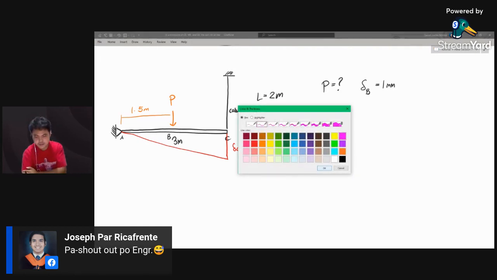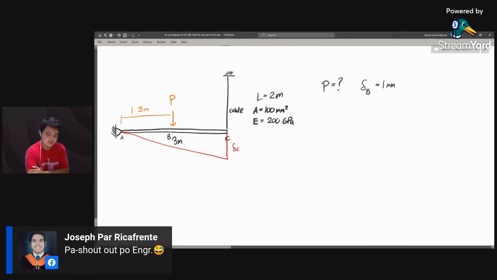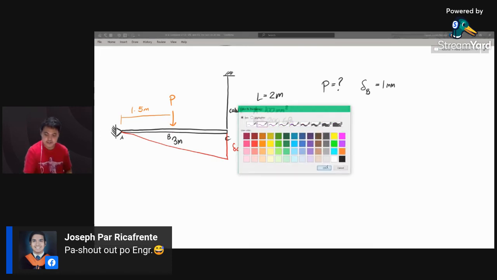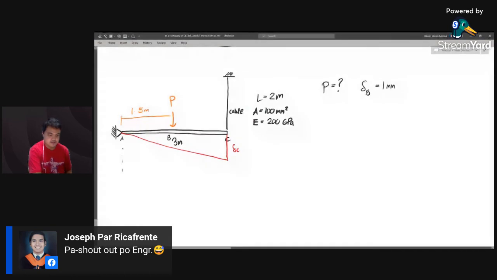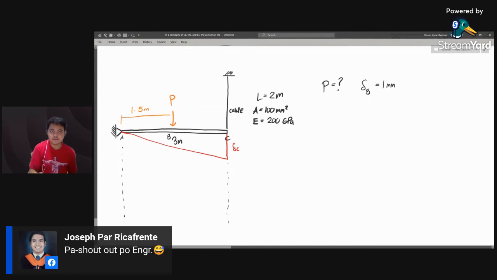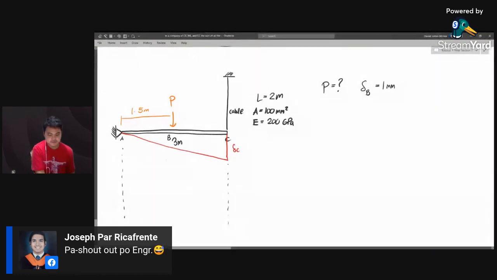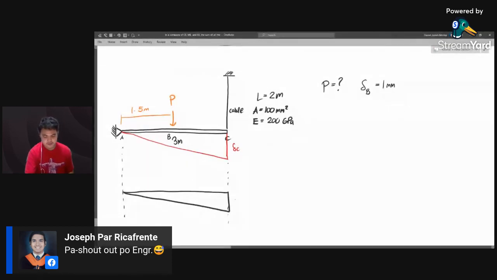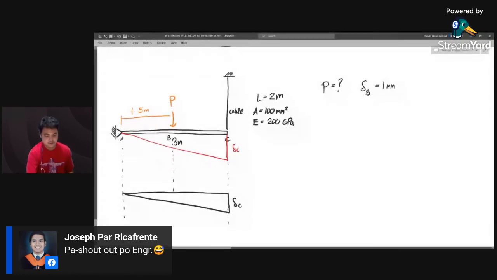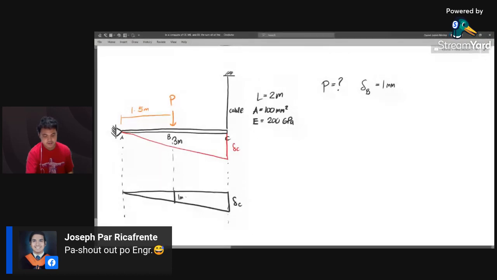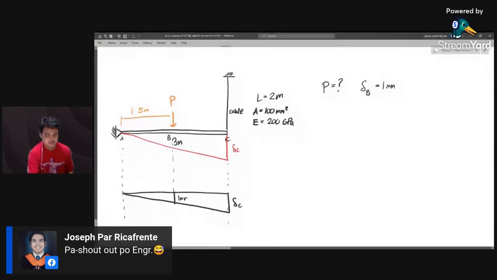So, lagay lang natin C. Ganyan na yan. Let's draw a separate figure para dun sa deformation, kasi magagamit natin for us to determine the continuity equation. Yan. So this is the vertical deflection of C. Then for point B, not to scale, 1 millimeter yan. So this is 1.5 meters. Siyempre 1.5 meters din yan.